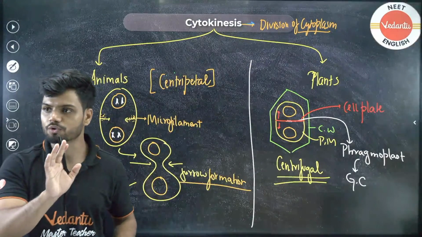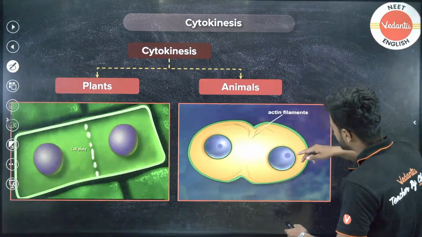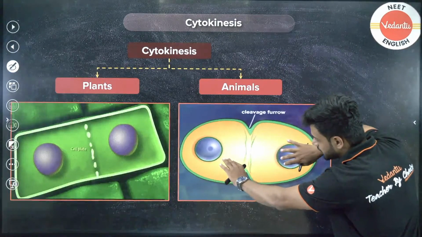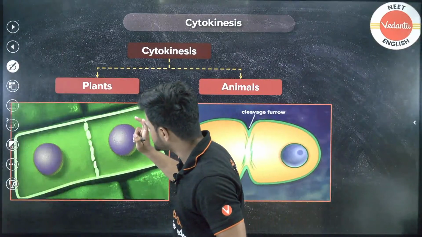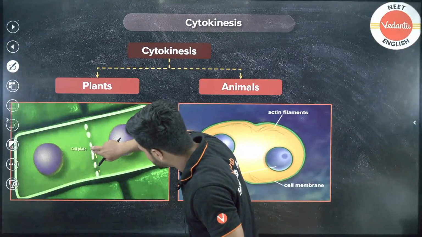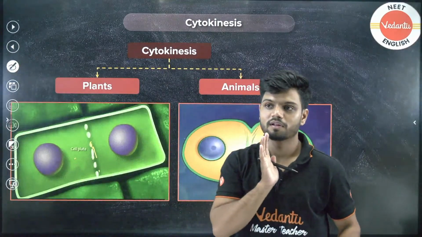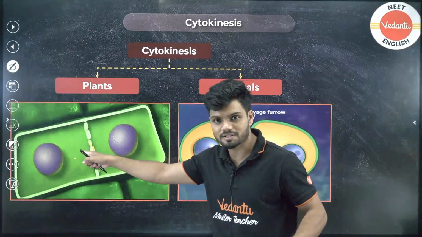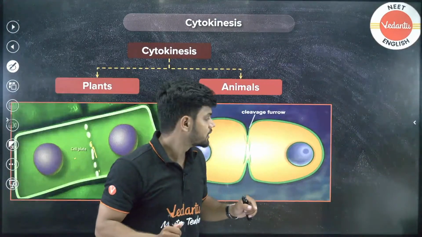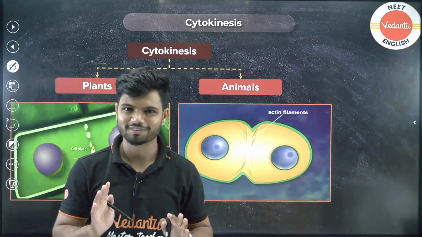Let me show you a simple thing. In the case of your animal cell, actin filament is coming, that is a microfilament. Furrow formation is happening, and finally the two cells are dividing. But in the case of your plant cell, there is cell plate formation. It starts from the middle and goes outward, and then the two cells will divide. In the plant cell, the cytoplasm is dividing from the inside: centrifugal. But here it is centripetal. Understood?